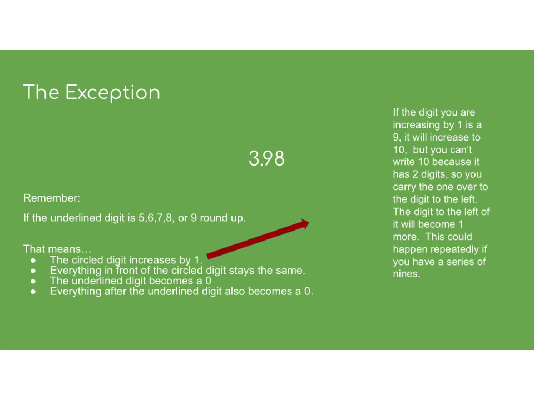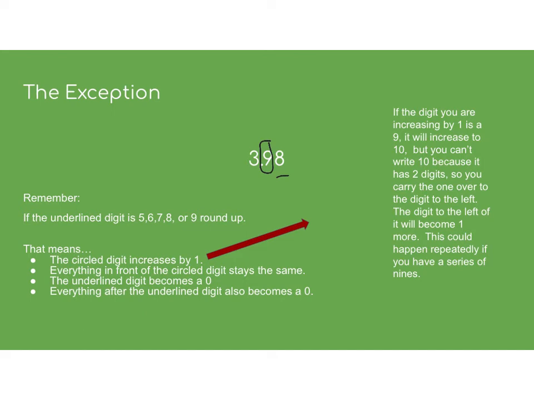There is one exception. Remember, if the underlined digit is 5, 6, 7, 8, or 9, like in our last problem, you round up. And what that means is the circled digit increases by 1. The problem we have is sometimes our circled digit is a 9. For instance, in this problem, if 9 were our circled digit and the 8 to the side is our deciding number, 8 is in that category where we round up. 5, 6, 7, 8, 9. So we would round up.